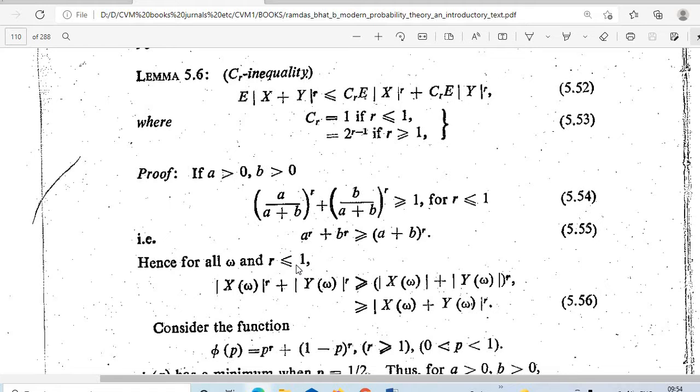For r less than or equal to 1, you can replace a with x of omega.